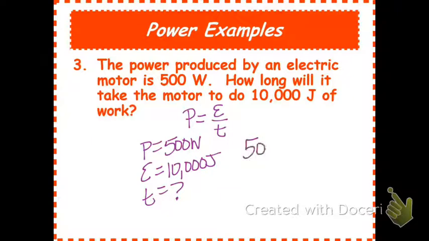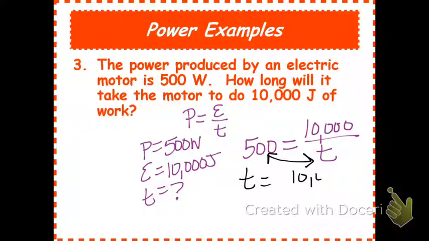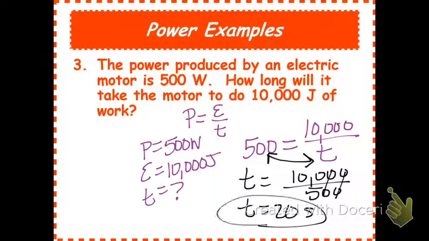So 500 equals 10,000 over T. Look at your setup here. We're solving for T. Mathematically, this is just a flip. So actually it's going to be T is equal to 10,000 divided by 500, or basically 100 divided by 5. So T is equal to 20 seconds. So there's an example of each one of those variables solving for the PET equation.